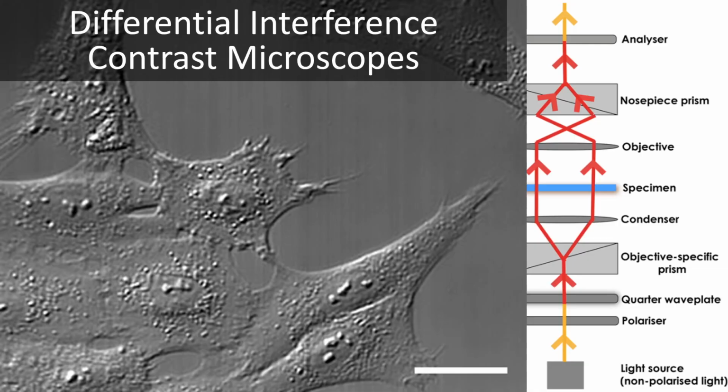In differential interference contrast, or DIC microscopy, polarized light is split into two beams that scatter differently as they pass through the sample. When they recombine, their interference creates a 3D shadow effect that highlights cell edges and surfaces.